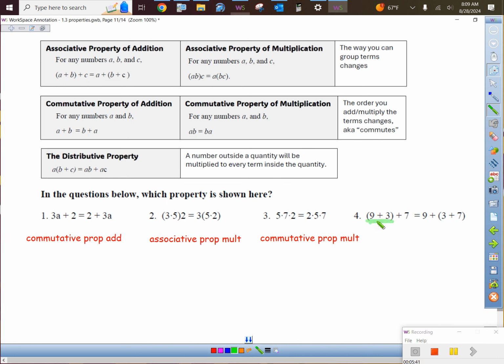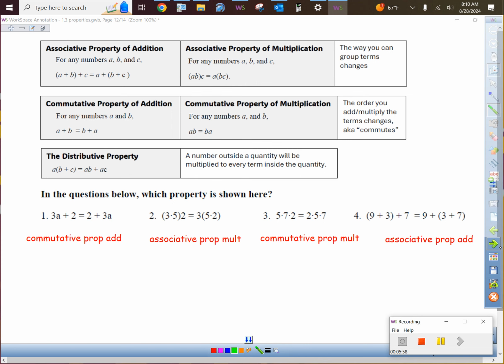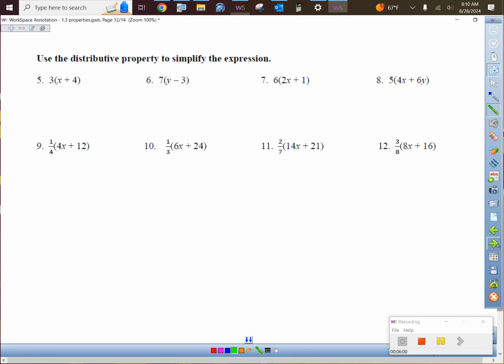And then the last guy right here, there are definitely groups. There are groups on both sides. The groups move spots. You see the 9, the 3, the 7, the 9, the 3, the 7 are in the same order both times, right? The groups move, so that is an associative property of addition in this case, due to the fact that they were doing all kinds of adding. All right, so those were our bland old properties.